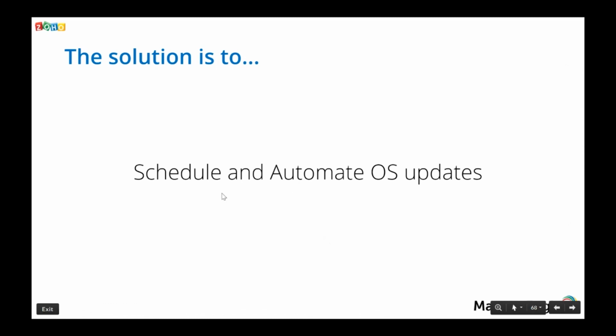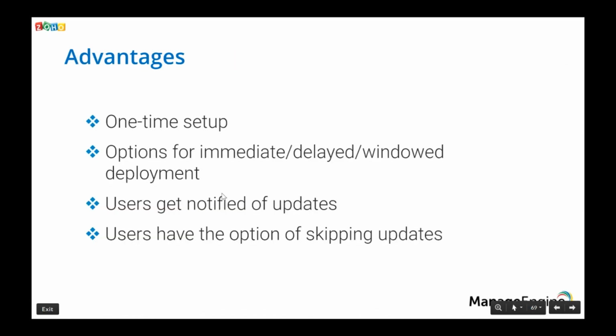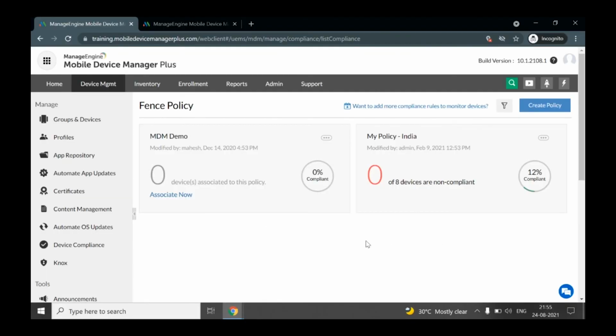OS updates. The benefits of this is that it is a one-time setup, and you do not need to reconfigure any OS update policy. We provide options for you to immediately deploy or delay the deployment of your OS on your devices. You can also notify your users about the updates to keep them aware and even give them the option of skipping the update for a few days. So let's take a look at how you can automate and schedule your OS updates.